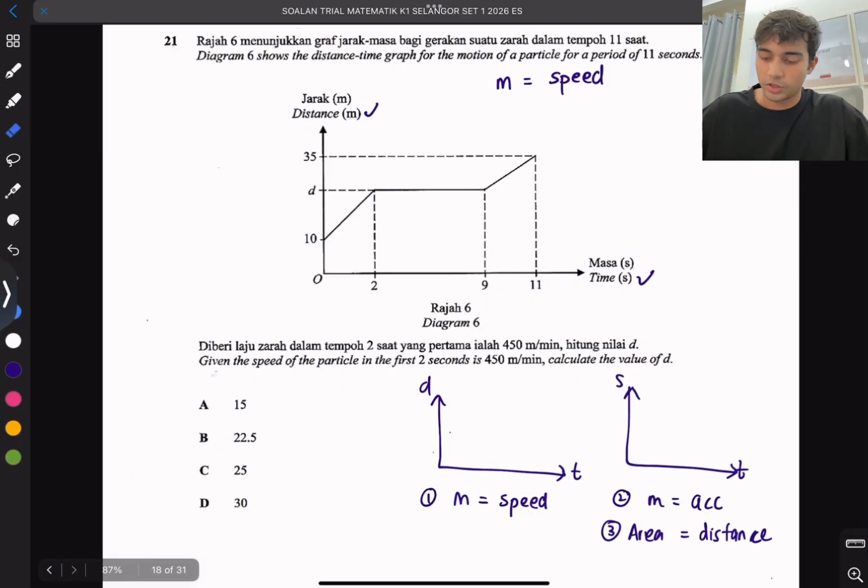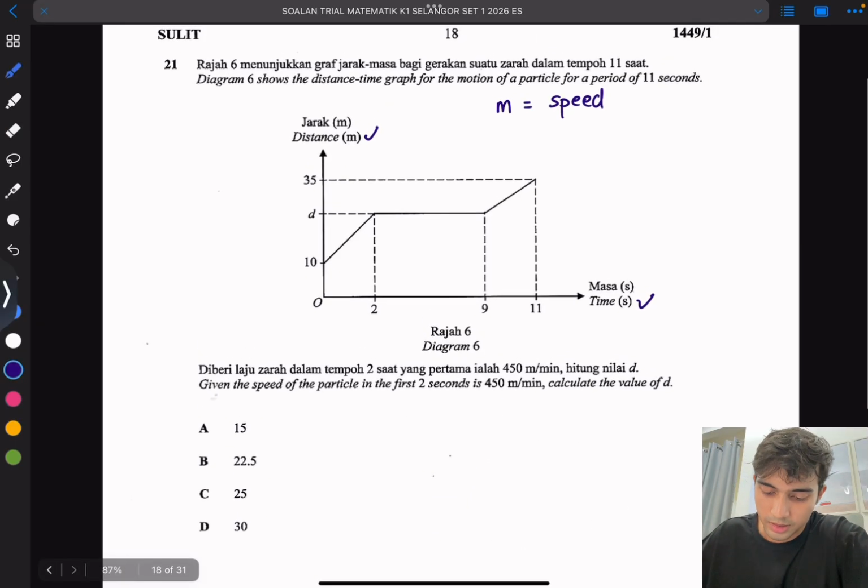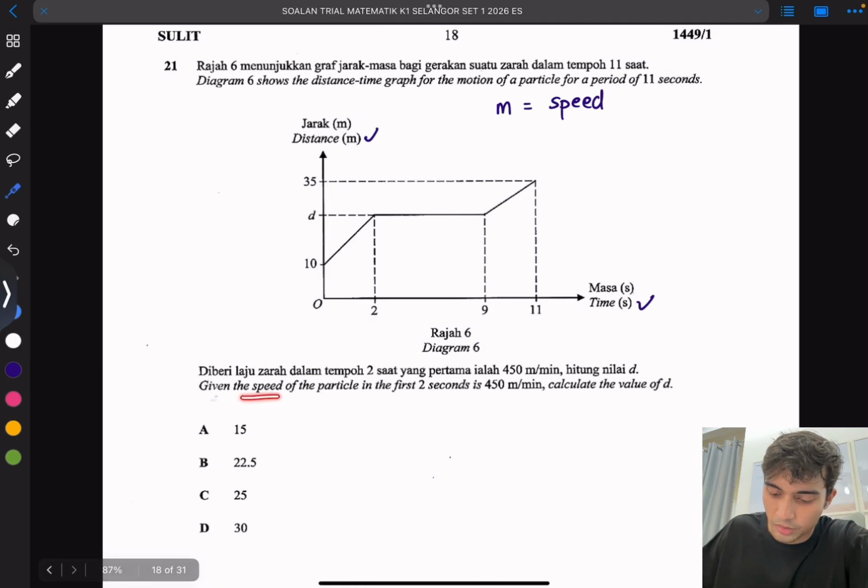Okay. So in this case, we are dealing with a distance time graph. So the gradient represents speed now. They said the speed of the particle in the first 2 seconds is this. So in the first 2 seconds, that means our gradient is this. Oh, but actually, here they gave us different units. They said meters per minute. But here we have meters per second. So we have to convert first.